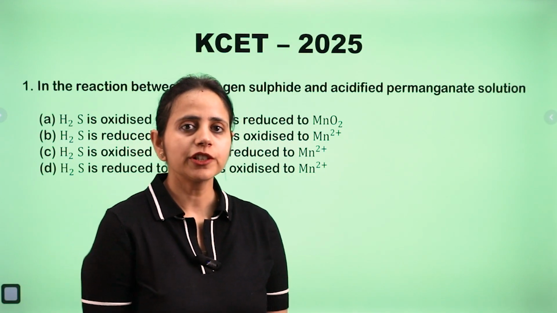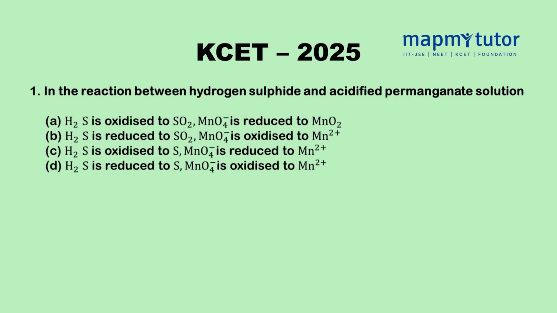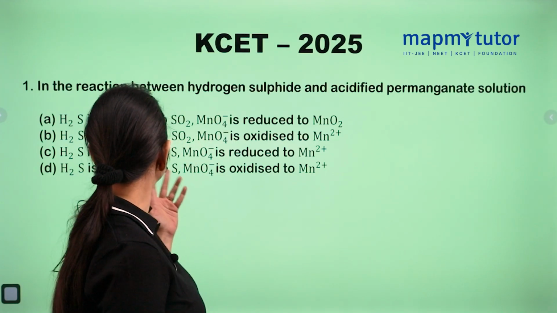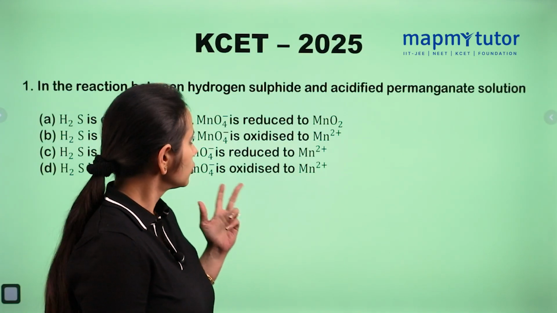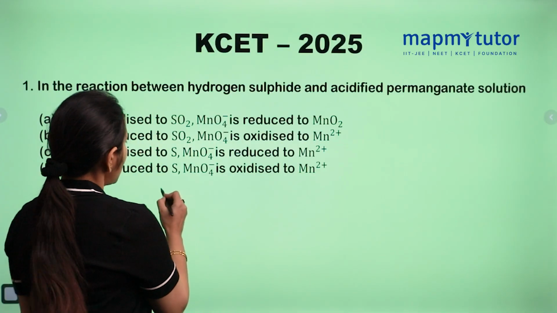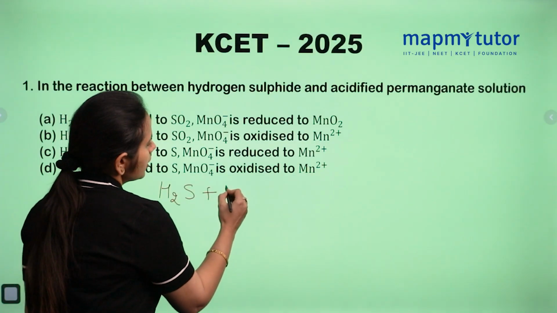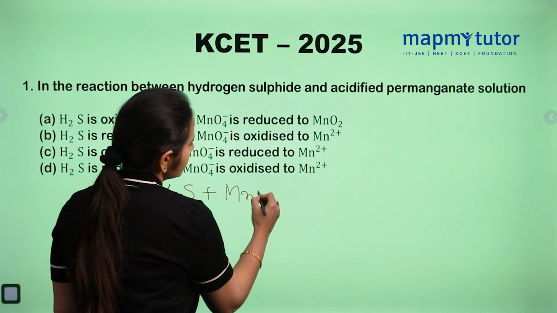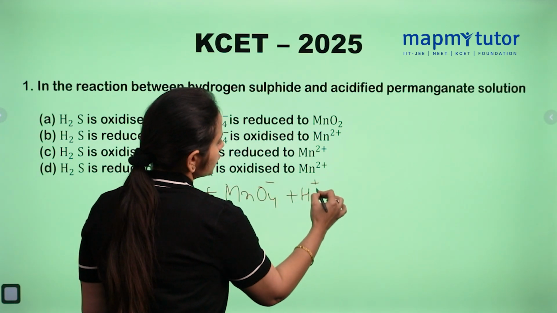Let's start with the first question. In the reaction between hydrogen sulfide and acidified permanganate solution, what will happen? Which part is going to oxidize and which part is going to reduce? To know, let's first write the reaction. Hydrogen sulfide, H2S, reacts with permanganate, that is MnO4 negative, in the acidified solution, meaning H positive.